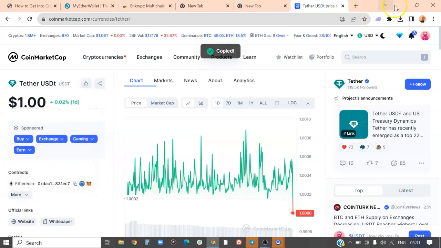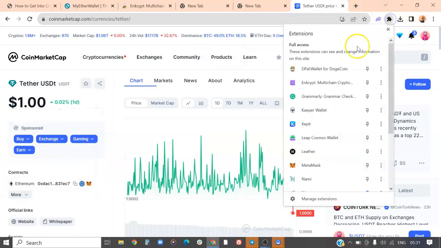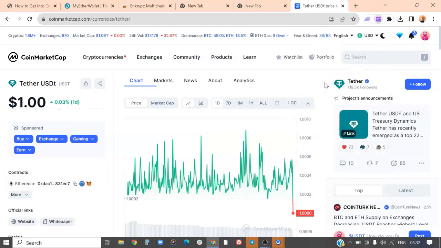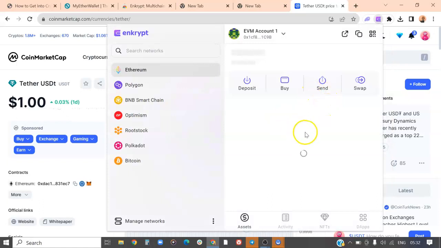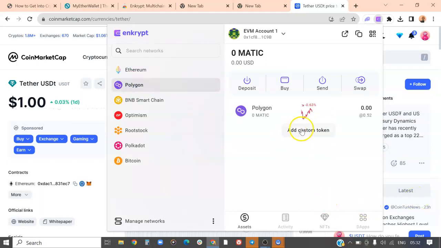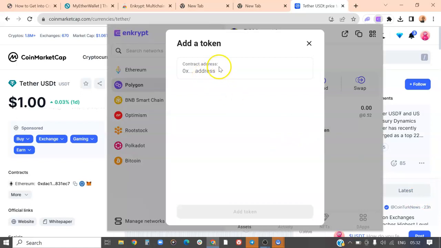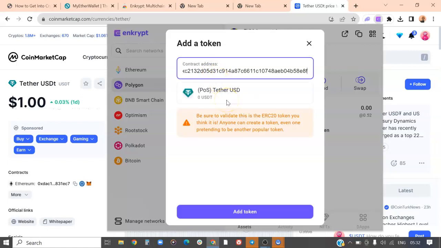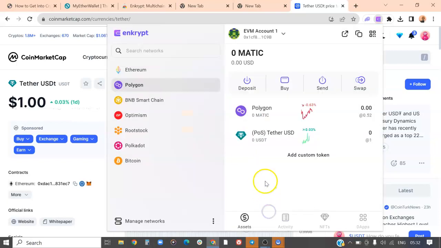Now I'll go to my wallet service provider, which is this. Let me go to Polygon. Let us assume you received USDT on Polygon. Right now we have zero MATIC in our wallet address. Can you see that? So I'll click on custom, add custom address, then I'll paste it. It will automatically find it. Can you see it? So I'll say add token.